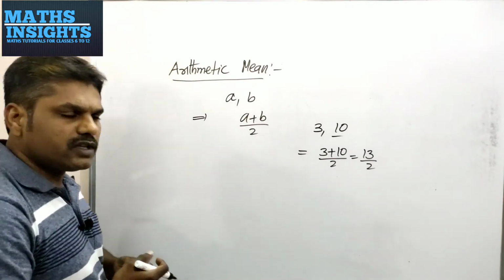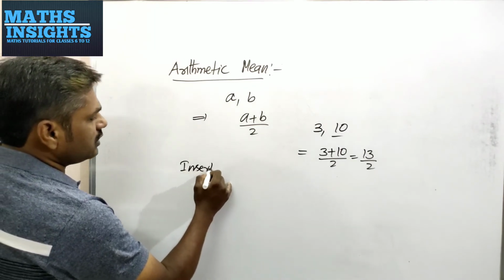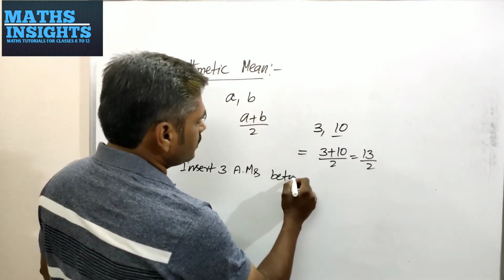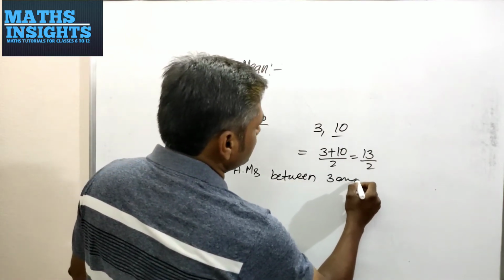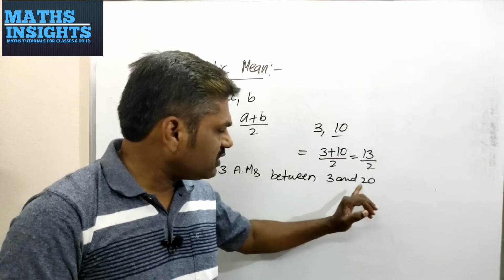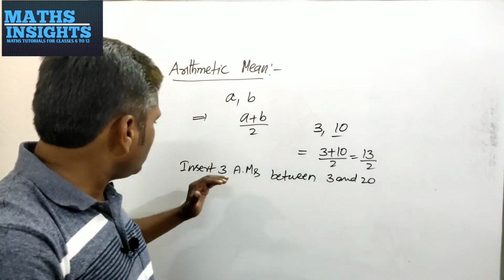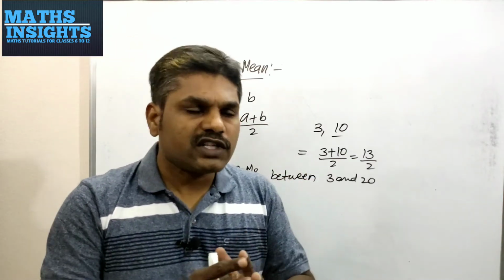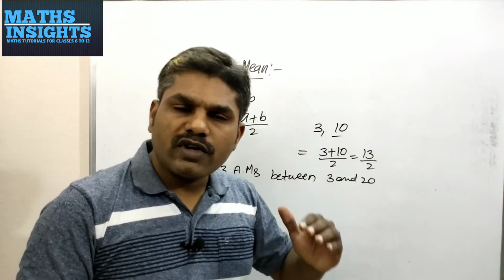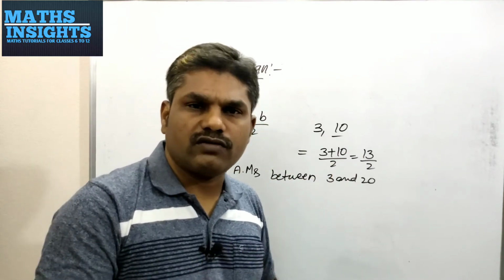Insert 3 arithmetic means, shortly written as AMs, between 3 and 20. After inserting these arithmetic means between these two numbers, that will become an arithmetic progression. So you have to assume 3 arithmetic means between these two numbers. Then by using the common difference and first term, you will find the d value and a value.